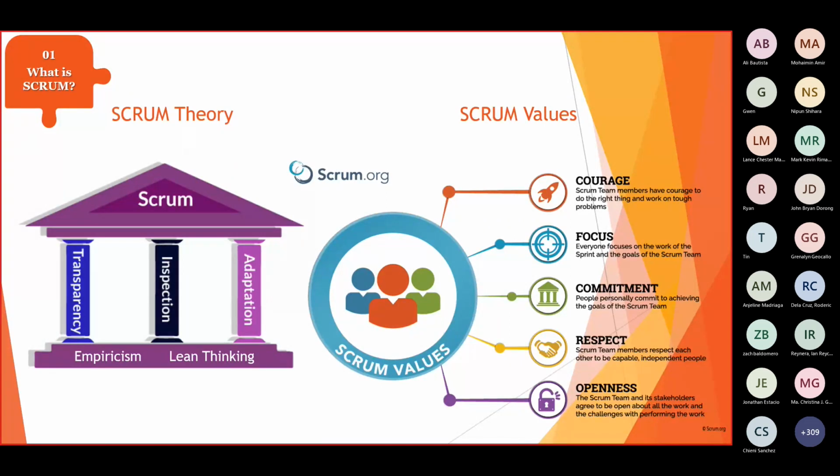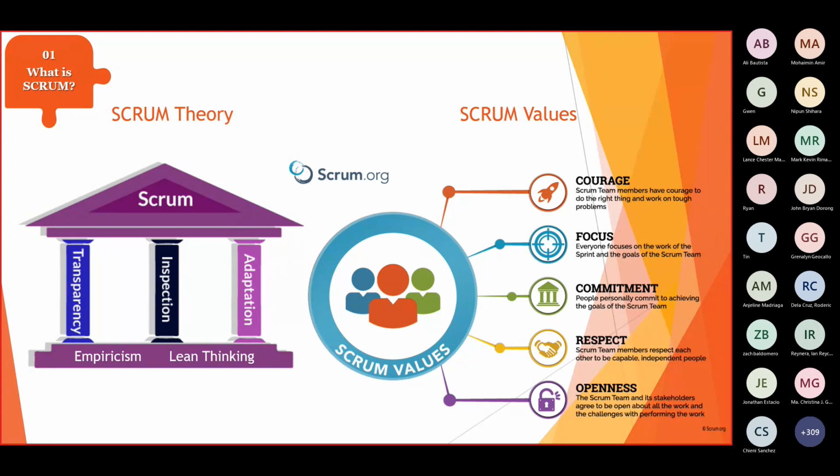And of course, we also have respect. We have respect for each other, to be capable, equally independent individuals. And the last one, we are open. We are open not just within the team, but also to our stakeholders, about all the work that we are doing and all the challenges that we encounter along the way. All right, so these are the five Scrum values.